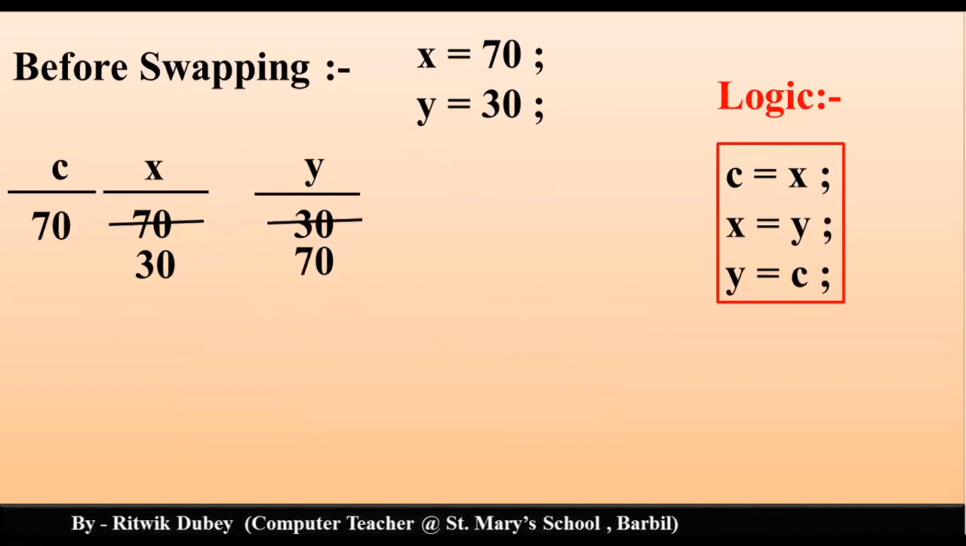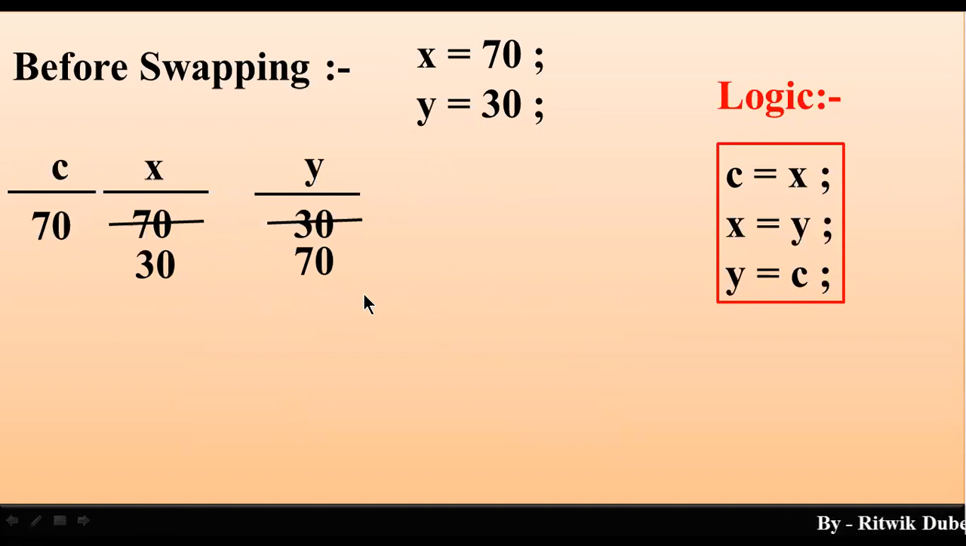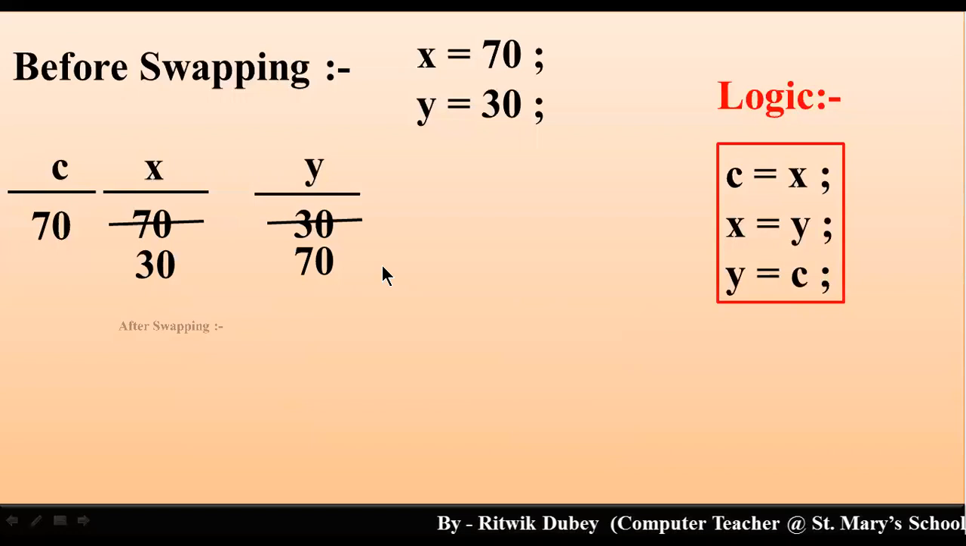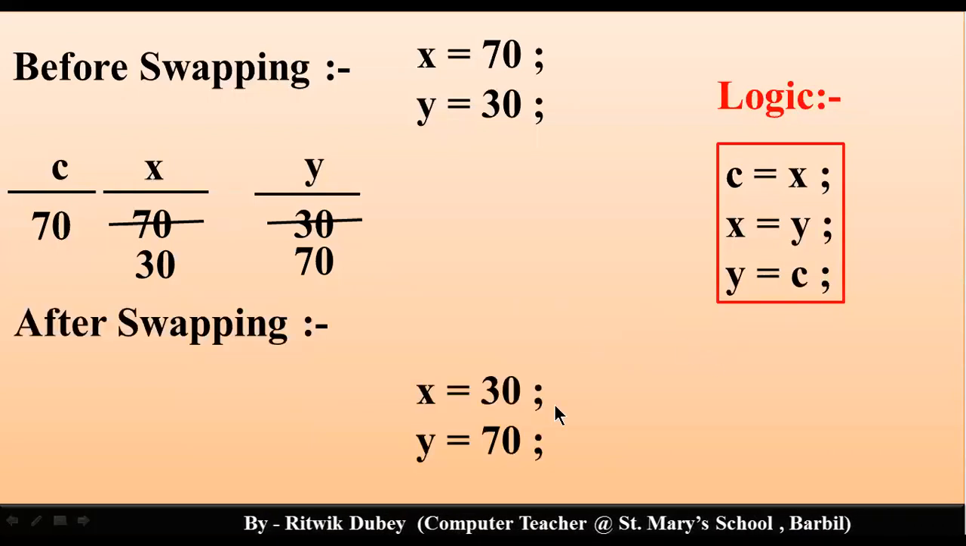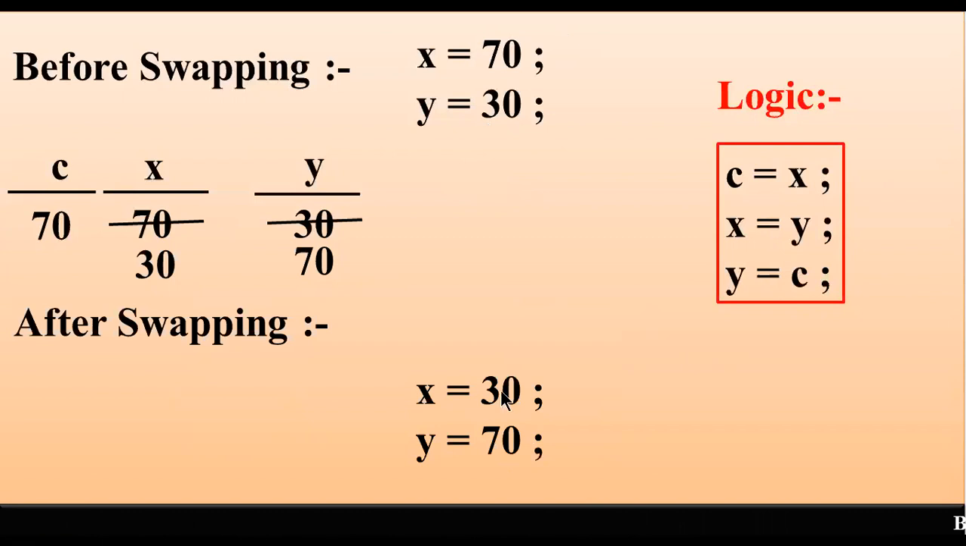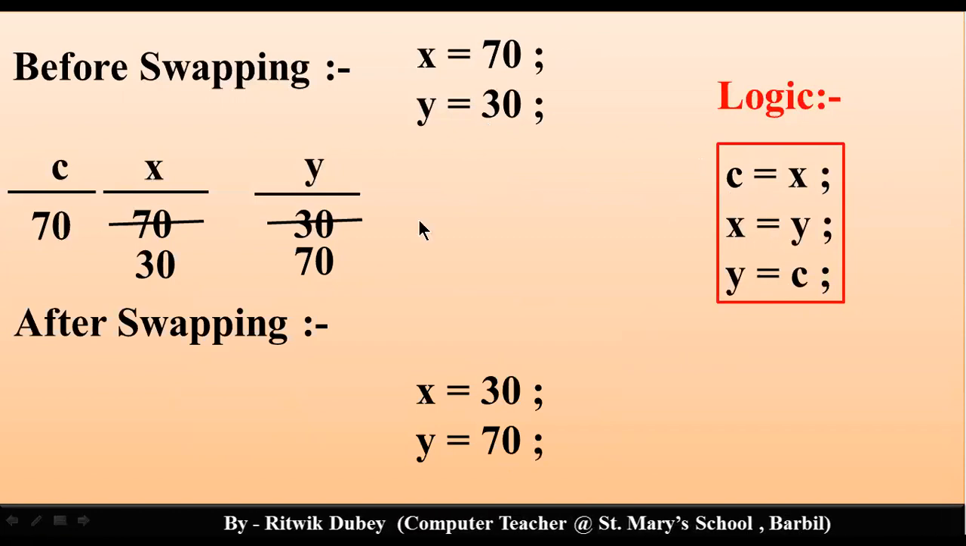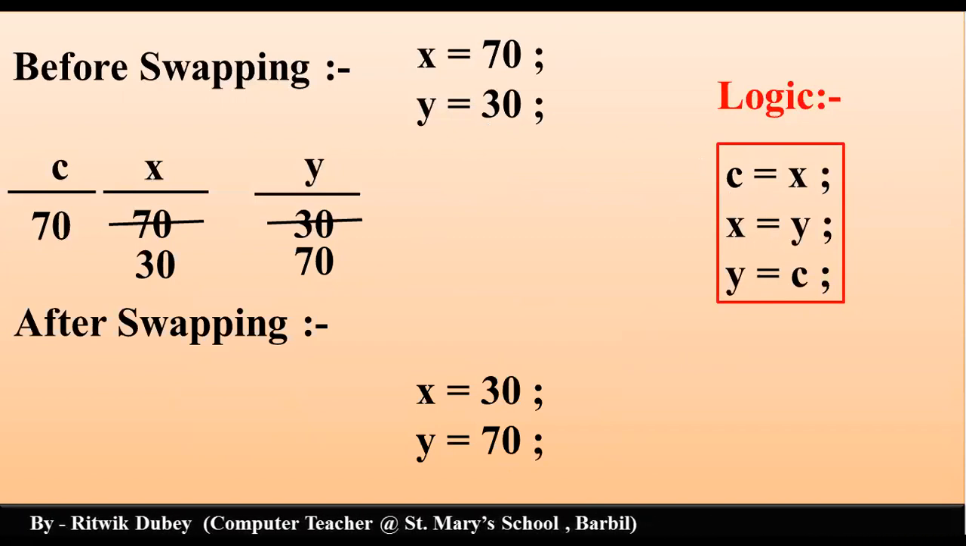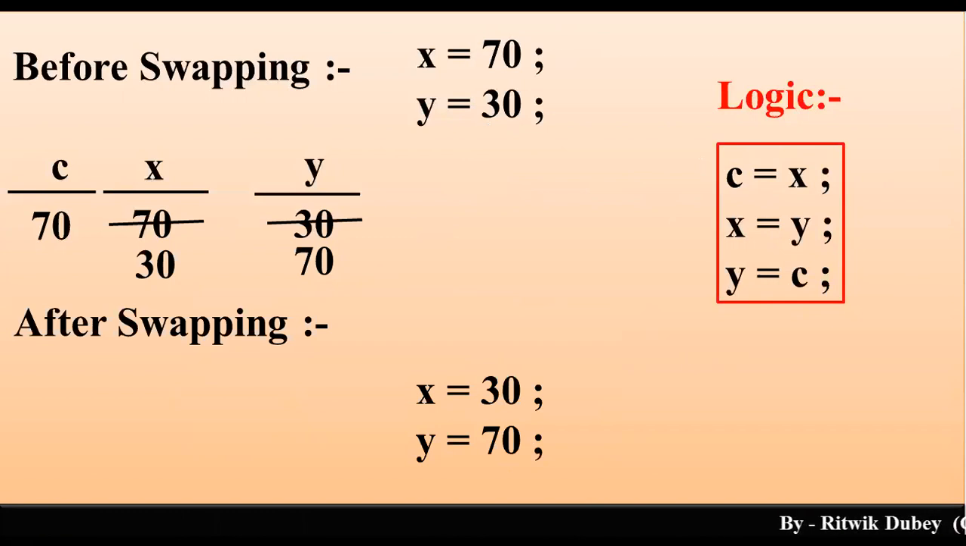So x became 30 and y became 70. Clear? So after swapping, we got x is equal to 30 and y is equal to 70. The values got interchanged. So this was the logic where we were using the third variable. In today's video class, I will discuss that swapping is also possible without using a third variable.